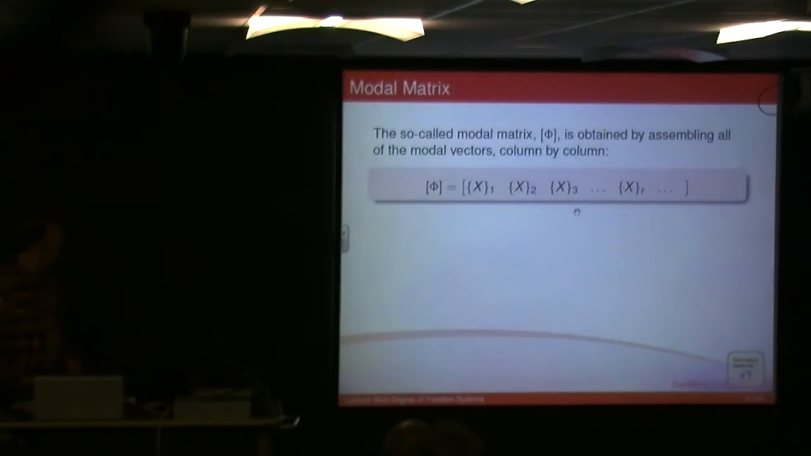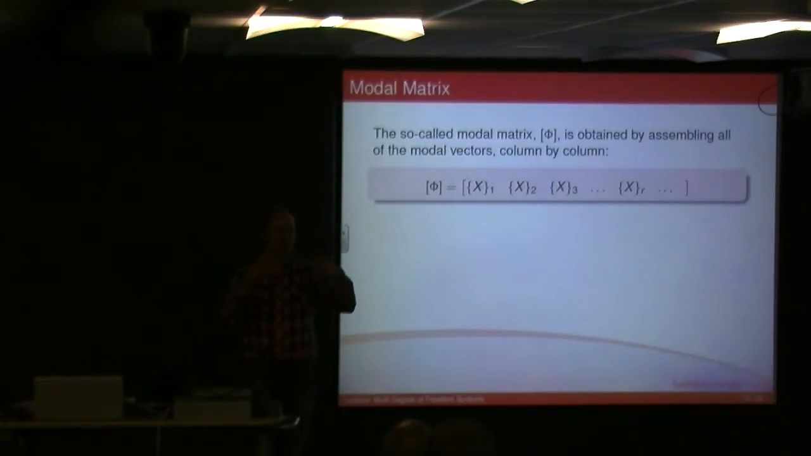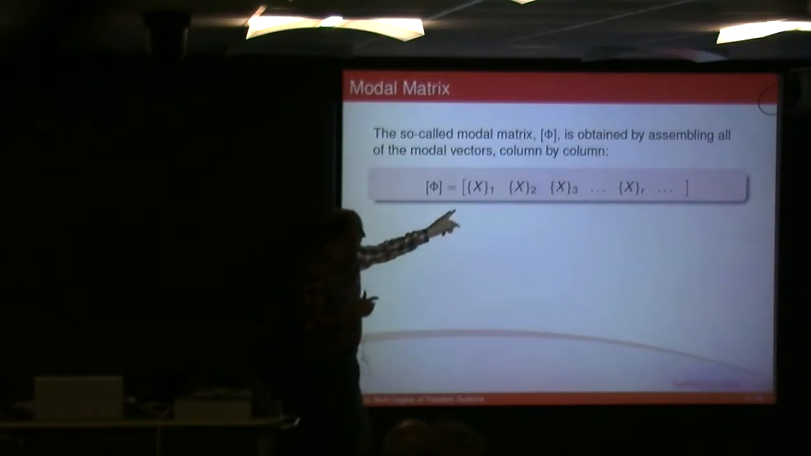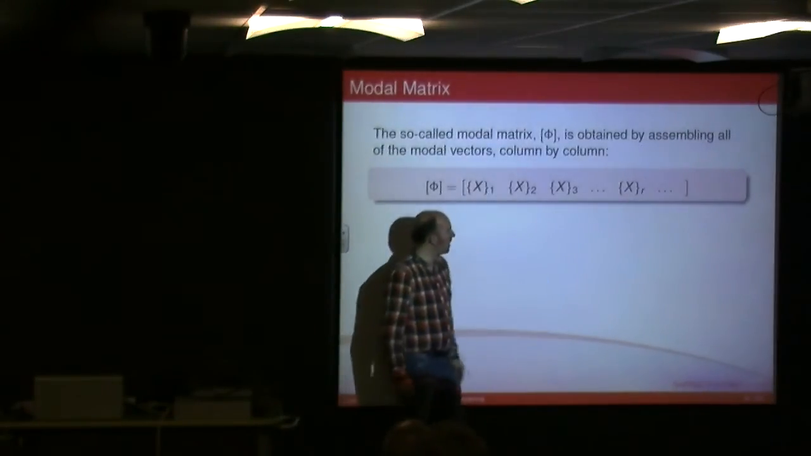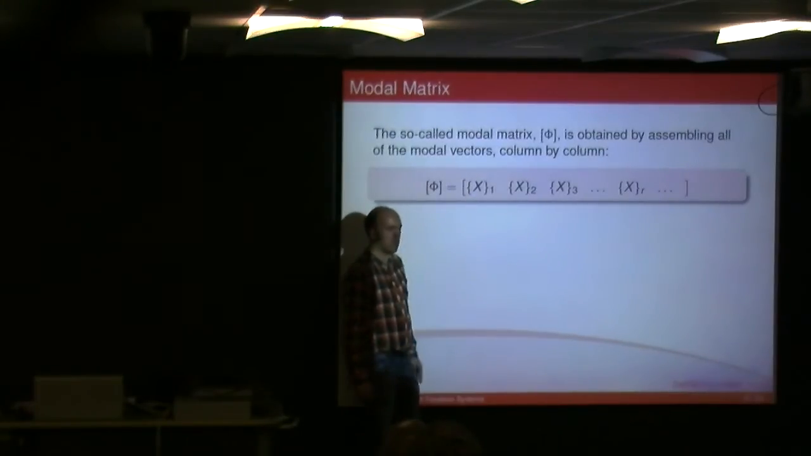Now, to work out what Q is, we need to work out what the conversion factor is. We've got this thing called phi. Notice it's in square brackets, which means it's a matrix. Basically, you take all your mode shapes, up to mode R, and you put them next to each other in the matrix.